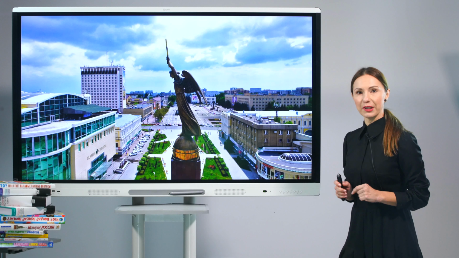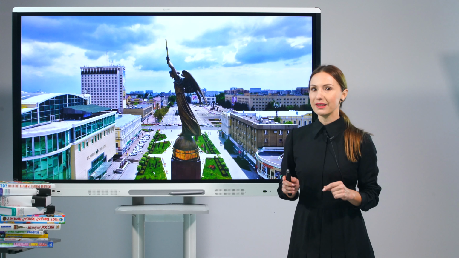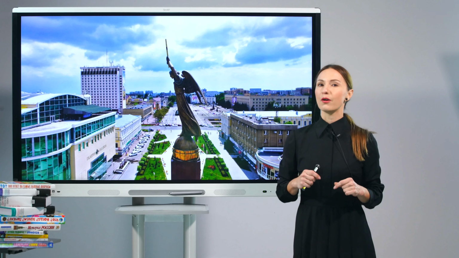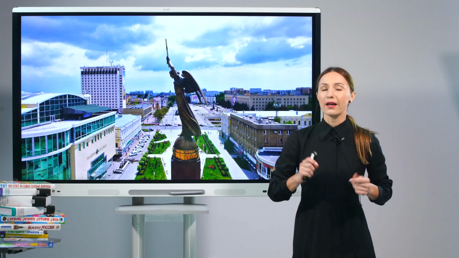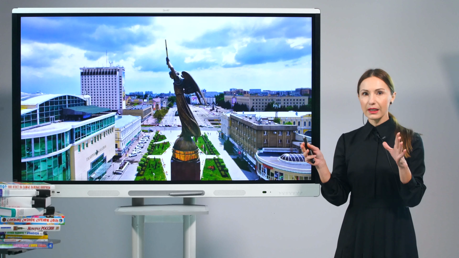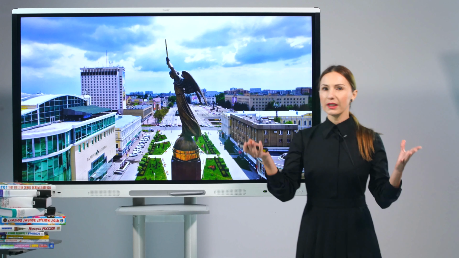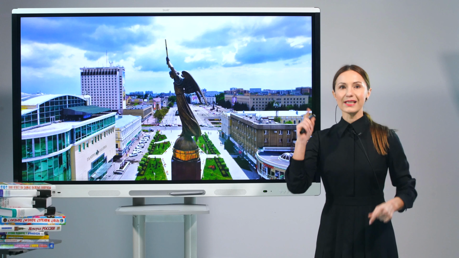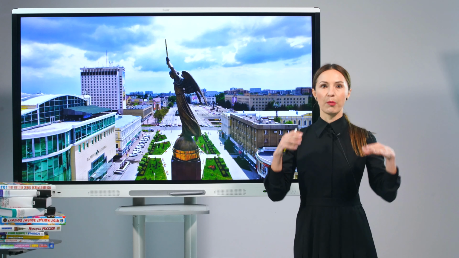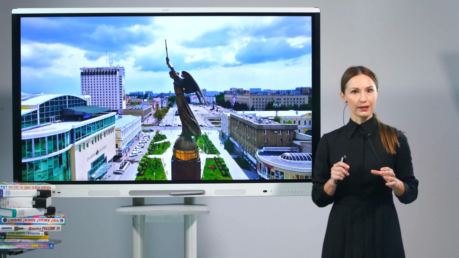Look at this picture. It's very beautiful, isn't it? It's my hometown. And you, where do you live? In a big city, in a small town, or in a village? What is it like? In this lesson you can learn how to talk about your hometown in English.